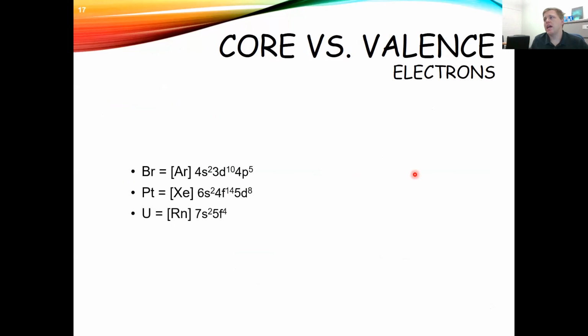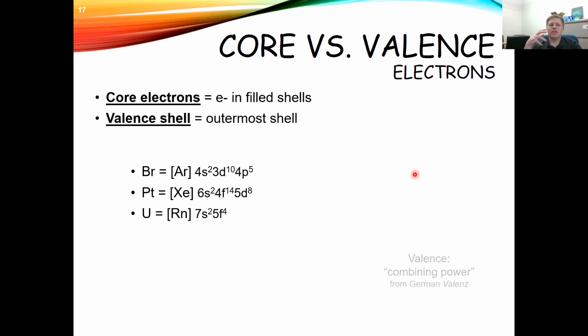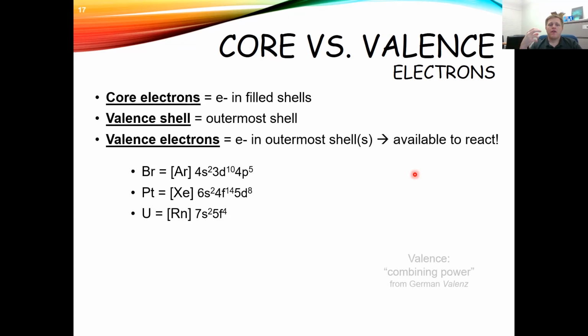All right, now let's get into the idea of core versus valence electrons. When we say core electrons, we're talking about electrons in filled shells. We're not just talking about the n = 2 level. Sometimes we're talking about the n = 1 or n = 2 or even up to the n = 3 level. So as long as those shells are full of electrons, we call them core electrons. And then our valence shell is our outermost shell, and our valence electrons are the electrons in our outermost shell. These are the electrons that can react.